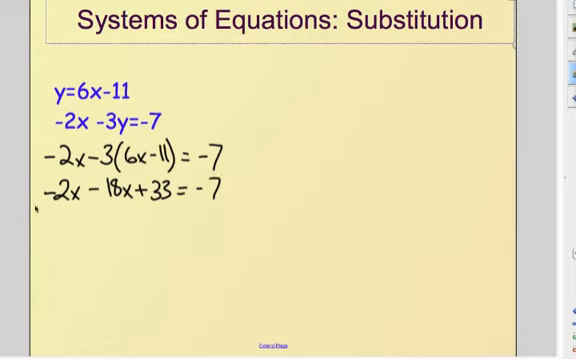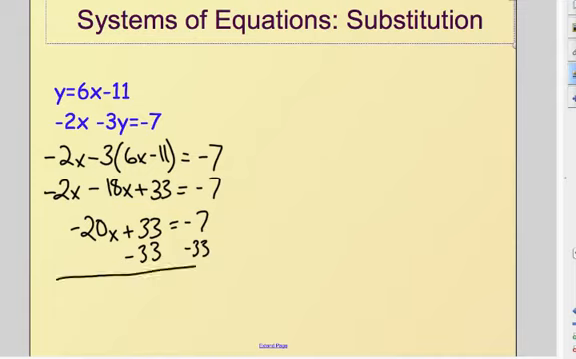Now I can combine like terms. I don't have variables on both sides of the equation. I have them on the same side, so I can just combine like terms. A negative 2x and a negative 18x is a negative 20x, plus 33, and that equals negative 7. Okay, so now we're down to our two-step equation. If I subtract 33 from both sides, you can see it forming. It's going to come out even. Isn't that nice? Negative 7 minus 33 is negative 40.